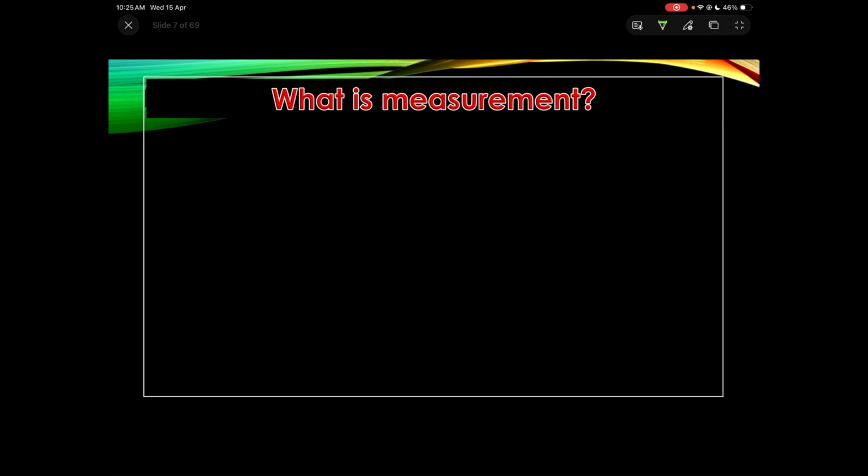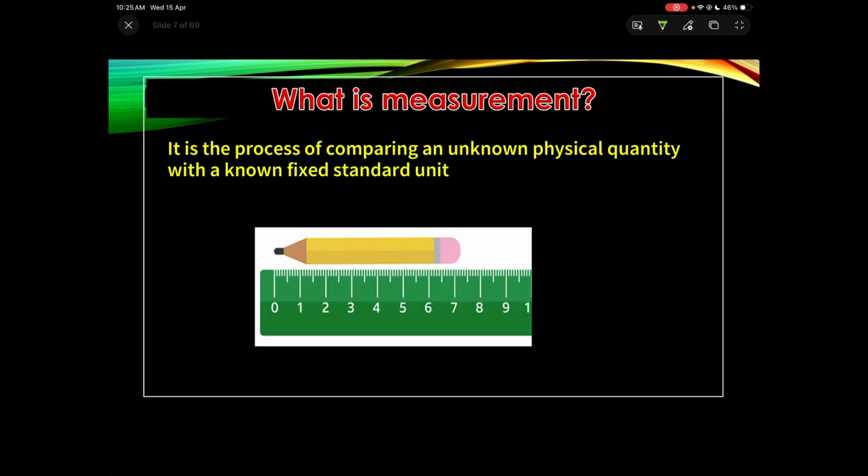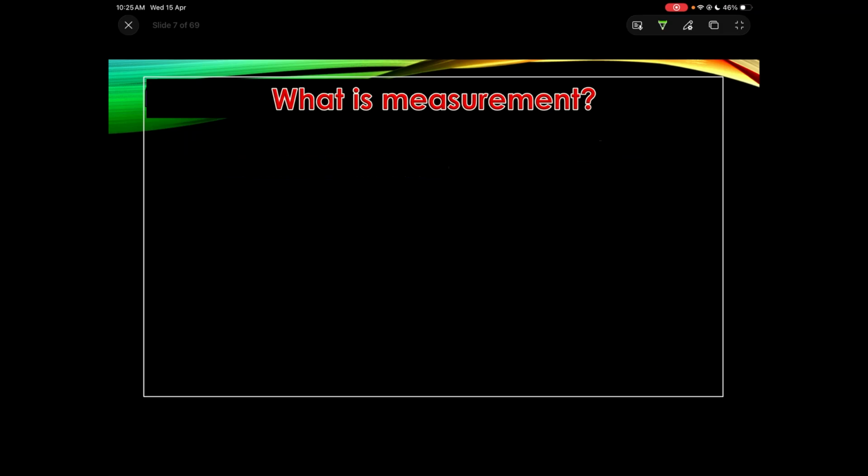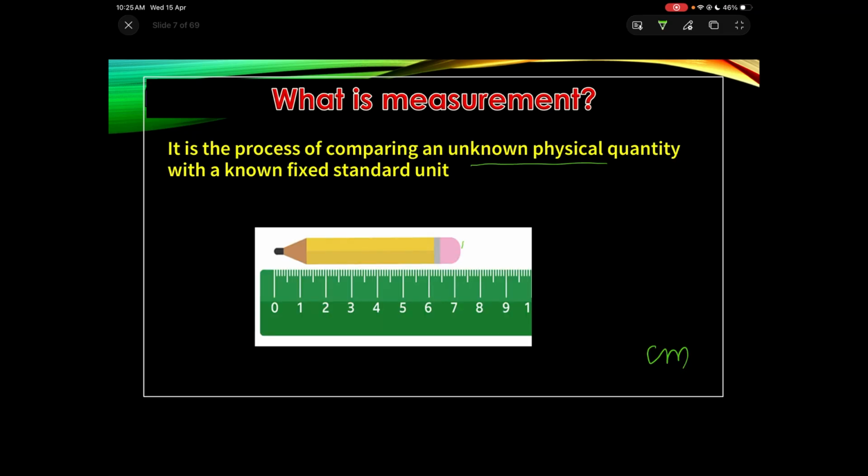So to begin with, what is a measurement? Look at this picture. You have to measure the length of this pencil. To measure the length of the pencil, you need a ruler. And you are measuring the length of the pencil, which is an unknown physical quantity, with the help of a standard unit. On comparing the length of the pencil with the ruler, you get it as approximately 7.3 centimeter. So what is basically a measurement? It's comparing an unknown physical quantity with a known physical unit.